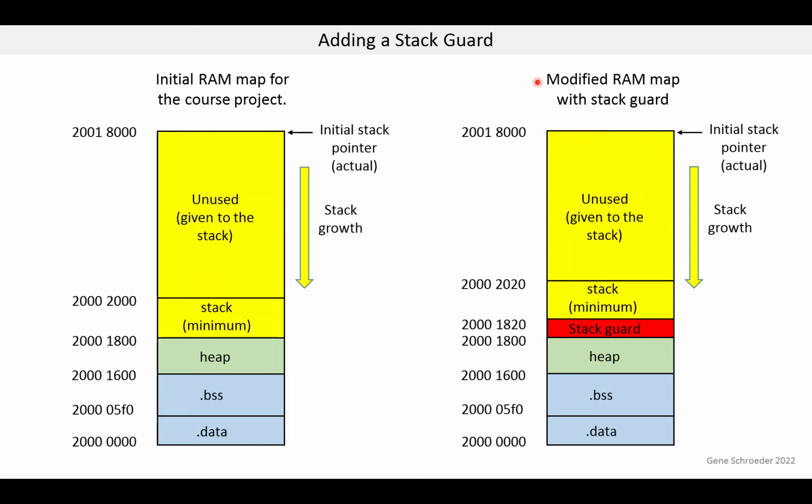Now on the right is a modified RAM memory map, which I got after modifying the linker script. So all I did is add this extra block of memory for the stack guard, and this happens to be 32 bytes long. Of course, I'll need to write code to set up the MCU for this block and make it read-only. So if the stack is growing and heading this way and hits this stack guard region and tries to write to it, we'll get an exception, and that prevents the stack from corrupting these other memory areas.